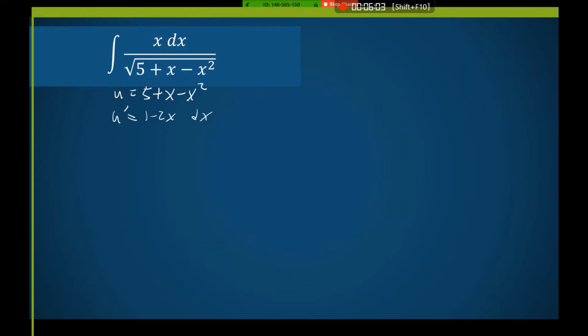So I'm going to set this whole function equal to, in order to change this to be 1 minus 2x, I'm going to first multiply this function by negative 2 in order to get the negative 2x. So this will be negative 2x, and then I'll have to pull out a negative 1/2. If I multiply by negative 2 and divide by negative 2, then I don't change the original problem. So this is still just x on top, over root 5 plus x minus x squared.